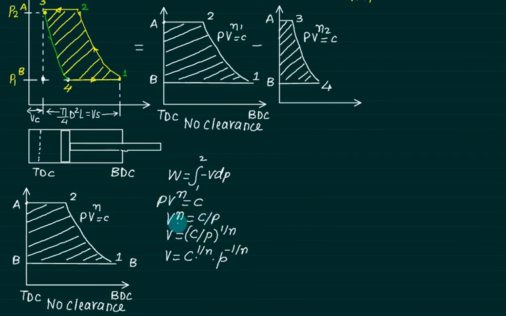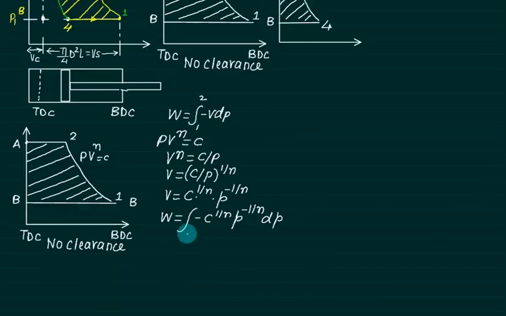We shift this index to this side, which gives V equal to C by P to the power 1 by n. Finally, we get V equal to C to the power 1 by n, and P in the denominator will shift as P to the power minus 1 by n. We will put this value of V in this equation. We get the integral of minus C to the power 1 by n, P to the power minus 1 by n, dP.